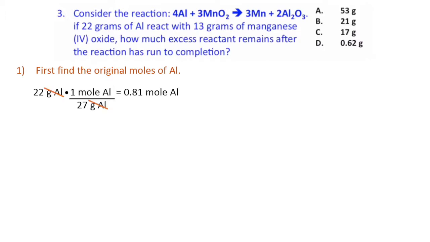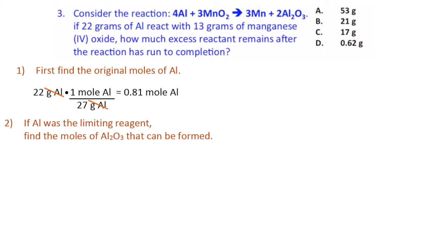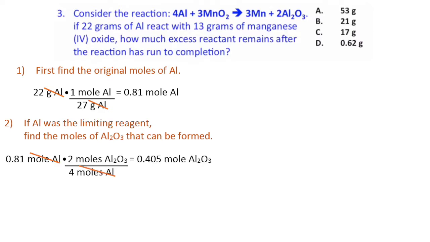To decide whether aluminum or manganese 4 oxide is the limiting reagent, we can calculate the theoretical yield of aluminum oxide, which is the product. So if aluminum was a limiting reagent, we can find the moles of aluminum oxide that can be formed. According to the equation, there are 2 moles of aluminum oxide for every 4 moles of aluminum. So we multiply and we should get 0.405 moles of aluminum oxide.